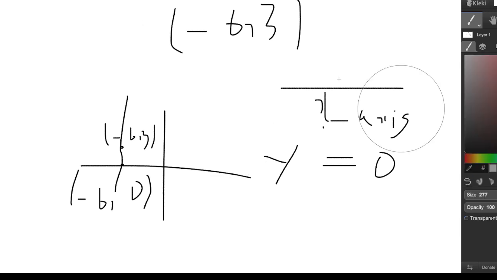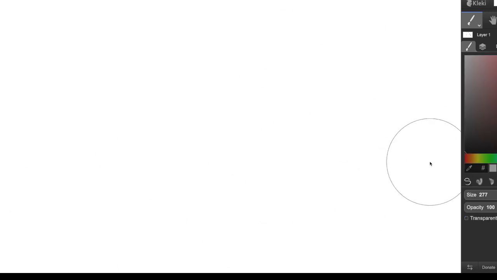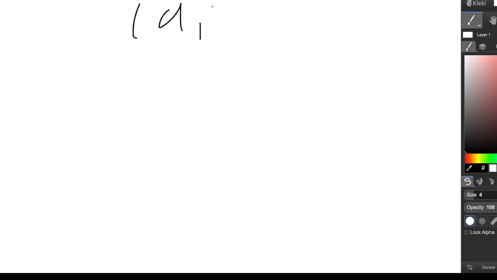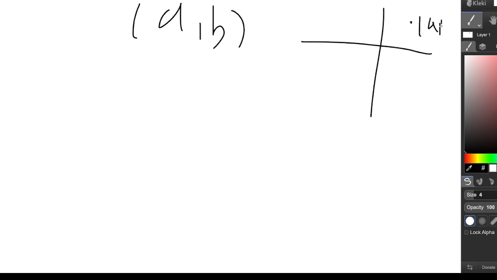Alright, I'm gonna ask y'all one last topic question and then we're done. Let's say we have the point AB, where both A and B are positive, right? None of them are negative, right? So you can think about it like this. Point AB is somewhere around here, in the first quadrant, alright?